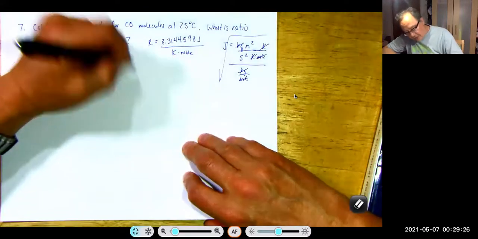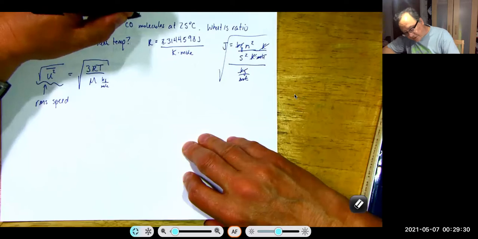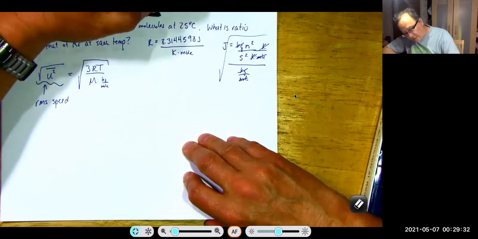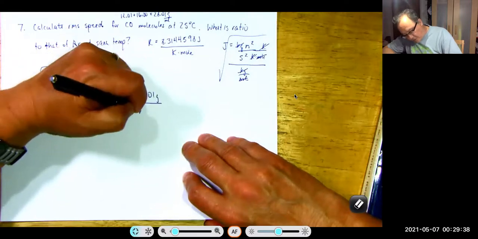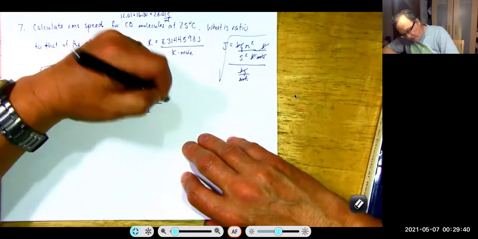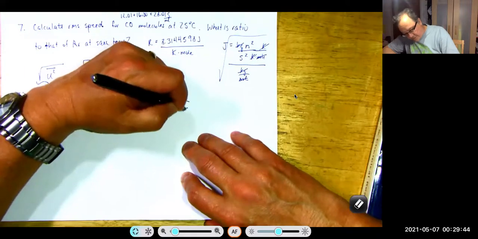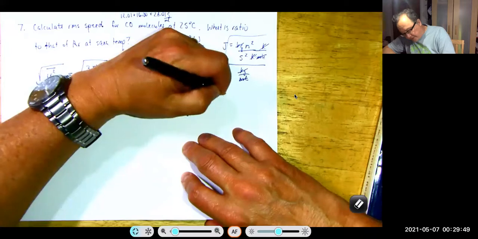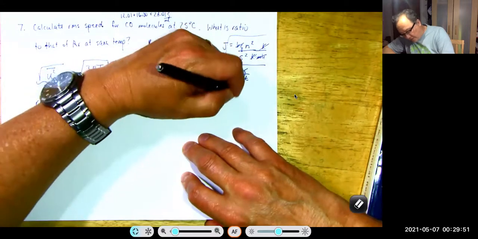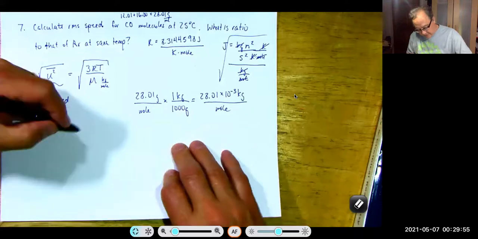So we know that carbon dioxide is 12.01 plus 16.00 for 28.01 grams per mole. Let's convert that to kilograms per mole. So that would be 1 kilogram per 1,000 grams. So we get 28.01 times 10 to the minus 3 kilograms per mole. Okay, so now we're ready to plug all the numbers in.